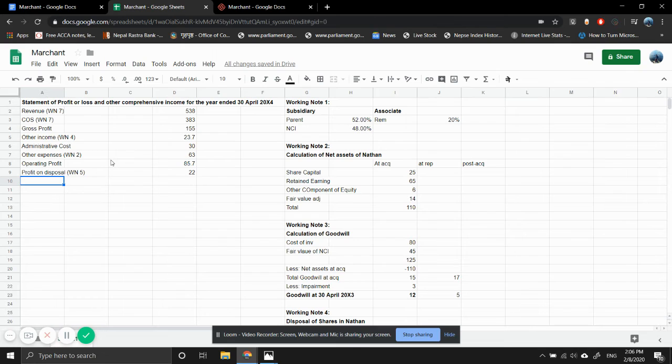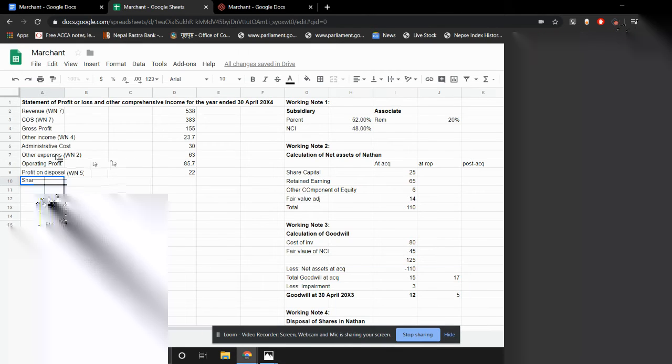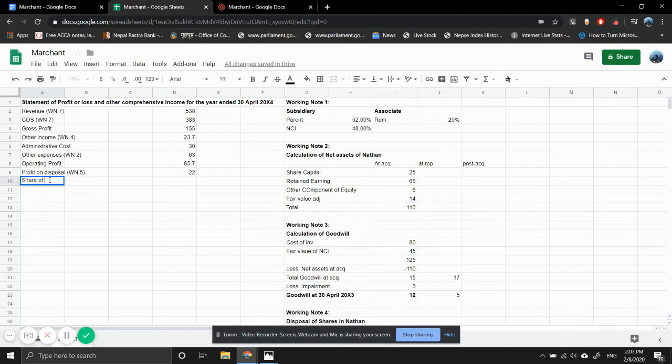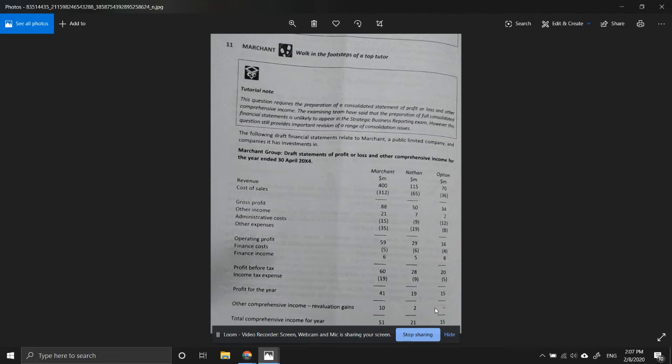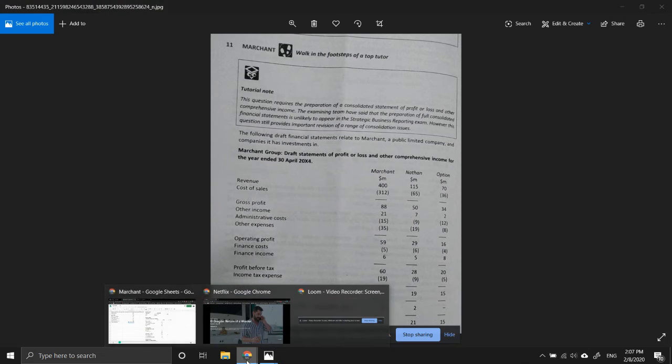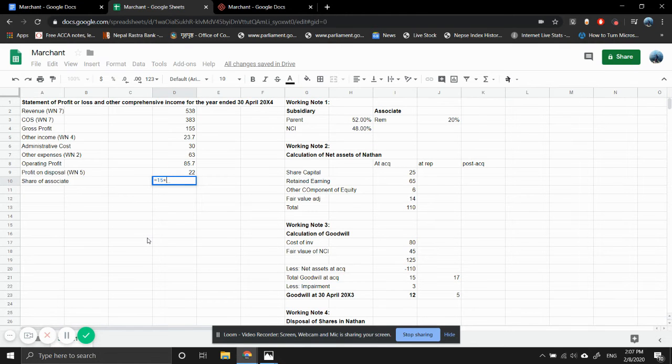Profit on disposal is done, and then after that, share of profit. In case of subsidiary, we don't need to worry about it because it's still a subsidiary, whereas in case of associate, it's now an associate, right? So how much is the profit of the associate? It's 15, right? So 15 into 6 divided by 12, because half of the year we have already consolidated it. This is the full profit, and our share is only 20% left, right? So 1.5.